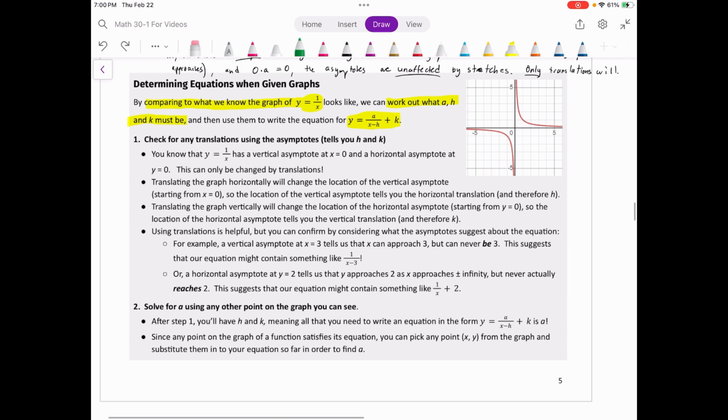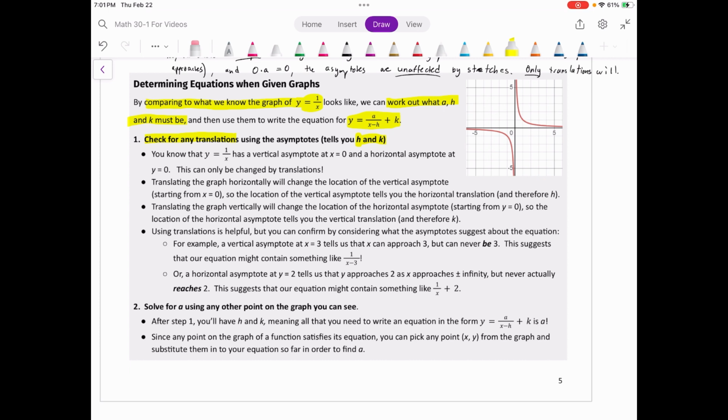So how are we going to do that? Well, we kind of talked about it. We built those ideas up in that previous example, right? First, let's just check for any translations. It doesn't have to be first, but it's a good starting point because it's really quick. If you just look for the h and k right off the bat, remember where we saw h and k and how they related to features of the graph?